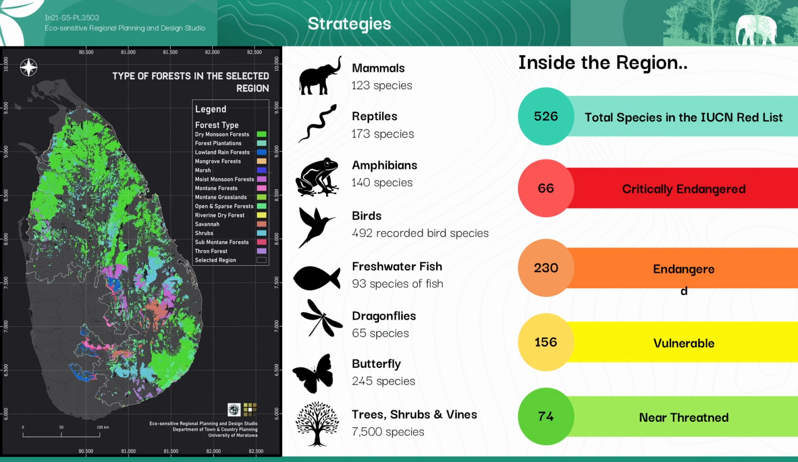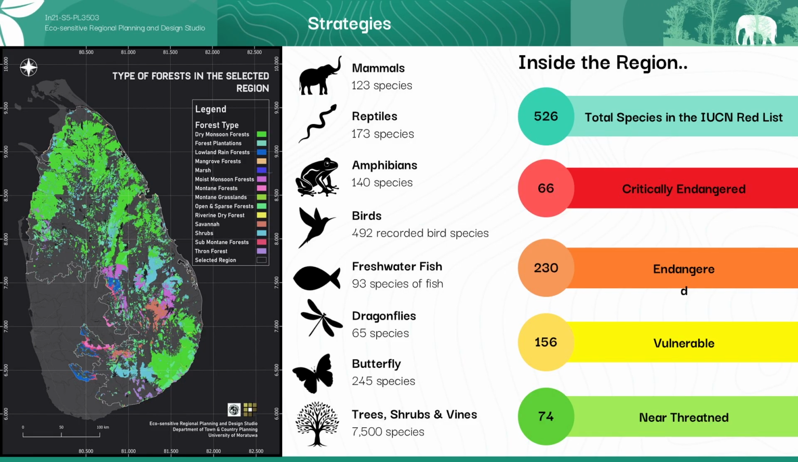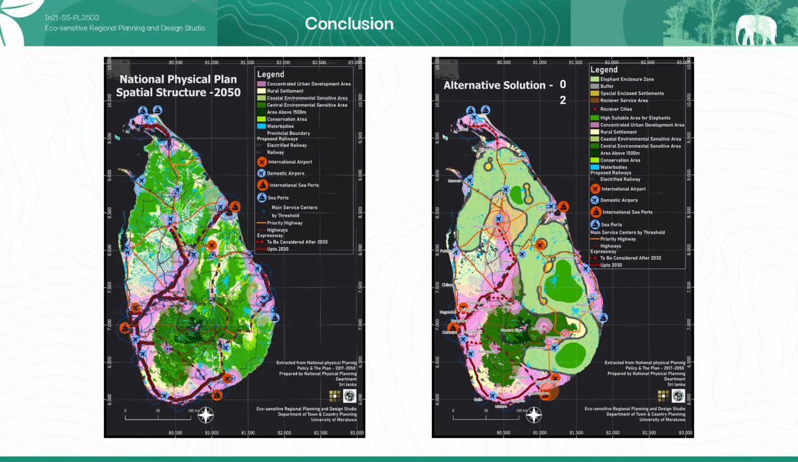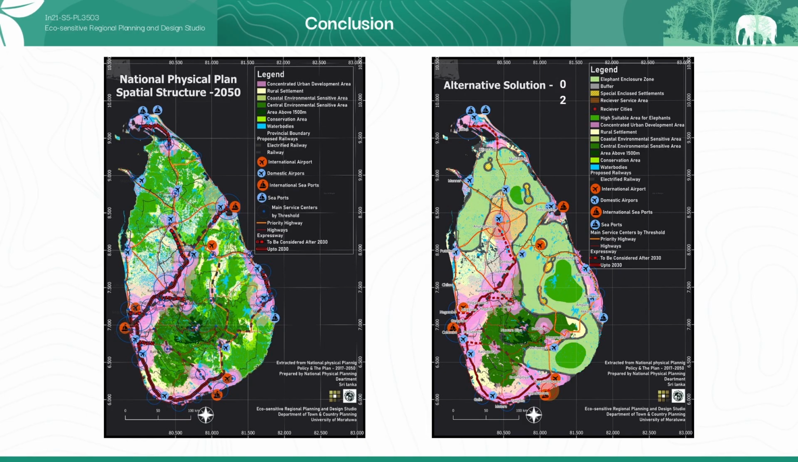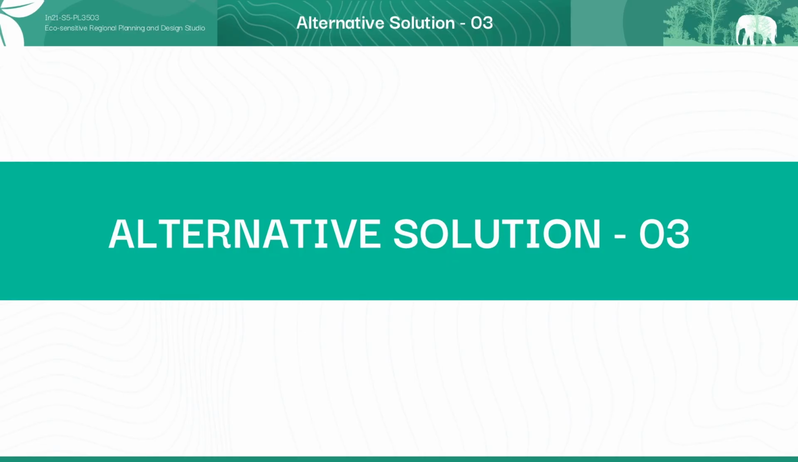Yes, another significant benefit of this is that we can preserve a large number of endemic species. By expanding and connecting their habitats, we improve their chance of survival by giving them more resources and more space. This is our final strategy map, and we firmly believe that we can achieve a manageable human-elephant conflict level by 2050 using the strategies that we have mentioned. And with that, I'd like to invite my colleagues to present alternative solution 3.